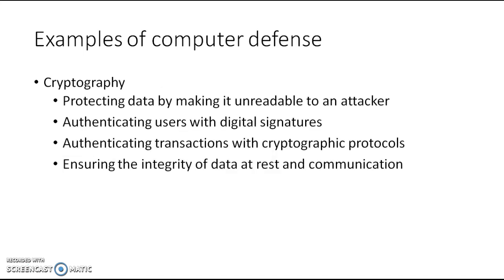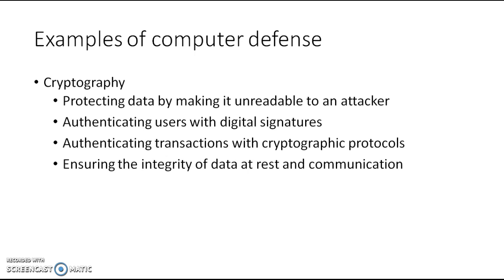Example of computer defense. What are the different examples of computer defense? Cryptography. Cryptography means giving a different shape to your data, so that people cannot comprehend or understand it. Protecting data by making it unreadable to an attacker. It means the attackers cannot read it. Even if they read it, they cannot understand it.